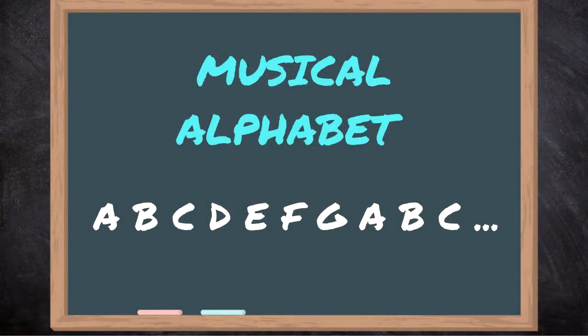So let's start by taking a look at our musical alphabet. It goes A, B, C, D, E, F, G, A, B, C, D, E, F, G, A, B, C, D, E, F, G. And it goes on forever and ever. It's never ending. It just keeps recycling A to G. So A to G is your musical alphabet, and it just starts over again after that. So, yep, that's how that works.